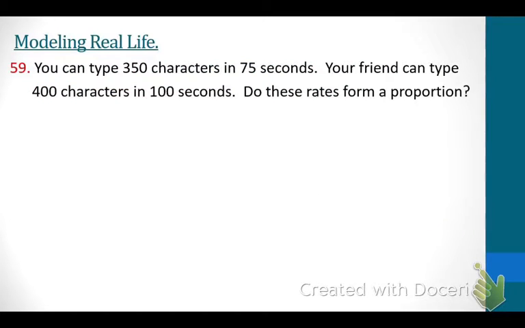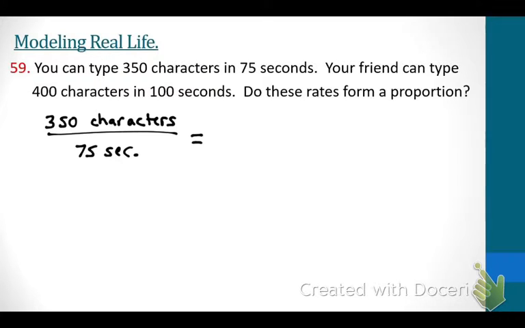Next one. You can type 350 characters in 75 seconds. Your friend can type 400 characters in 100 seconds. Do these rates form a proportion? So the first thing you want to do is make a proportion. 350 characters per, how long did they say that took? 75 seconds. We're trying to figure out, does it equal the other one? 400 characters in how long? Per 100 seconds. There's 2 separate ways that we could do this problem.